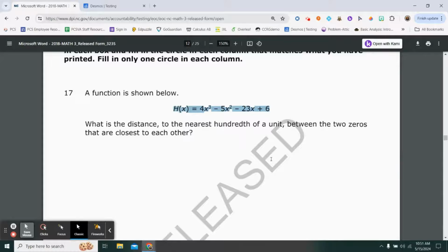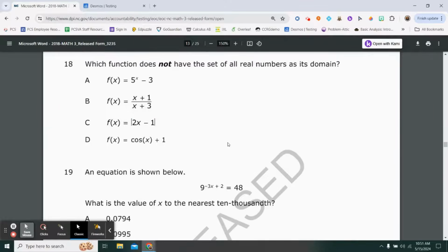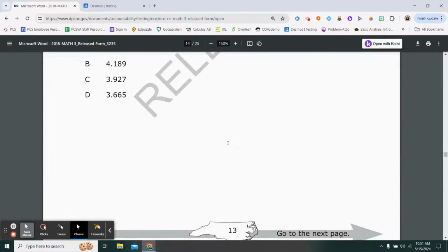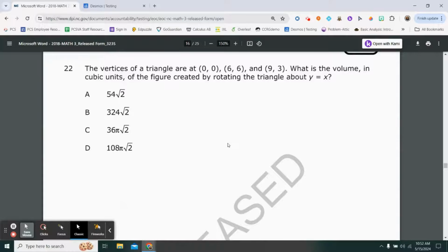All right, let's chat about number 26 from the released exam.